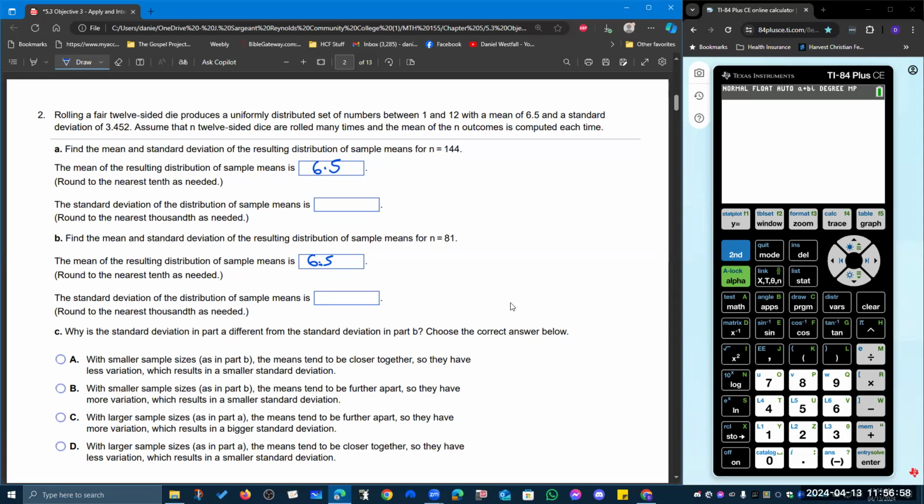I'm just going to fill that in here as well. The standard deviation is going to be 3.452 divided by the square root of 144. It's 3.452 divided by 12, which is 0.2876 repeating. We're going to round that to the nearest thousandth, so that's going to be 0.288.